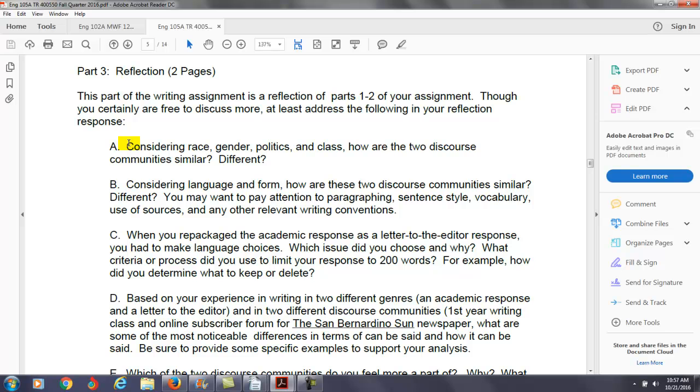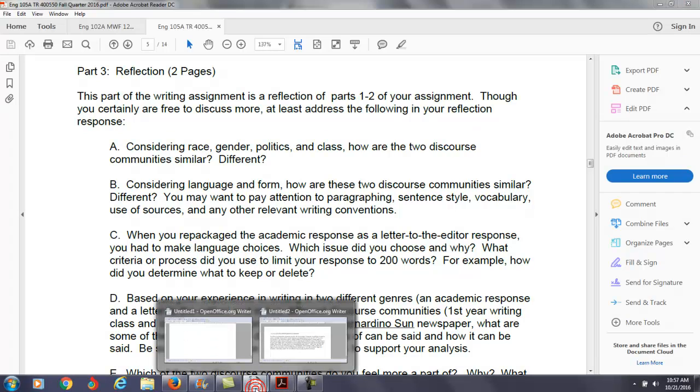Okay, let's see how A looks. The point is, for both A and B, you need to have a pretty tight compare and contrast type organization. And as I was saying in class, you can actually use what's called chunking, which means you can talk about the one community first, the second one next, and try to keep it pretty structured. So what does that look like?